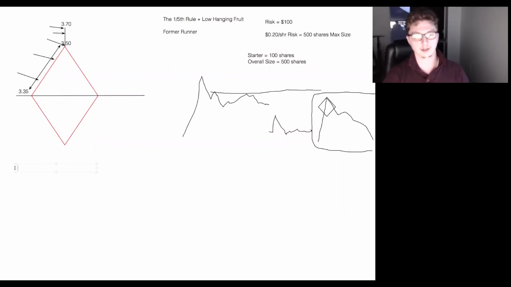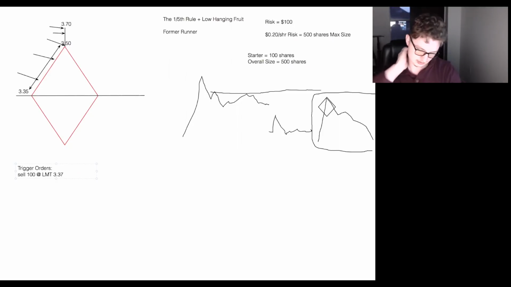And let's say you do trigger orders. This is how they're all going to look. Sell 100 at 338, at limit 338. And now this sell is going to trigger this order.